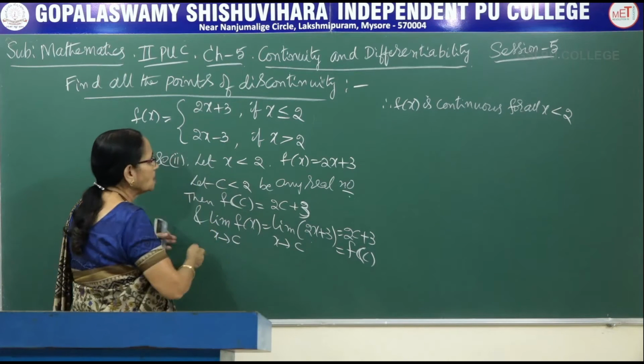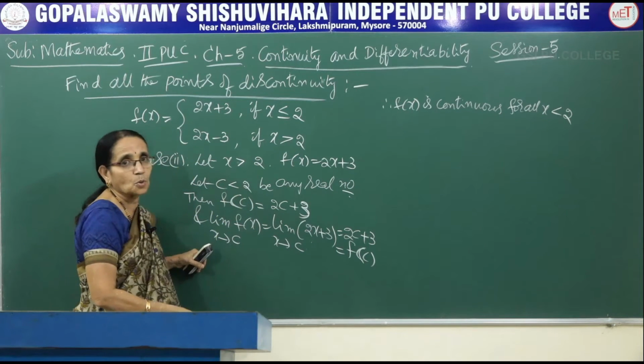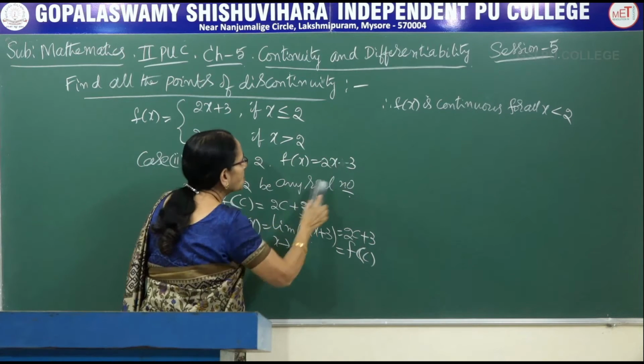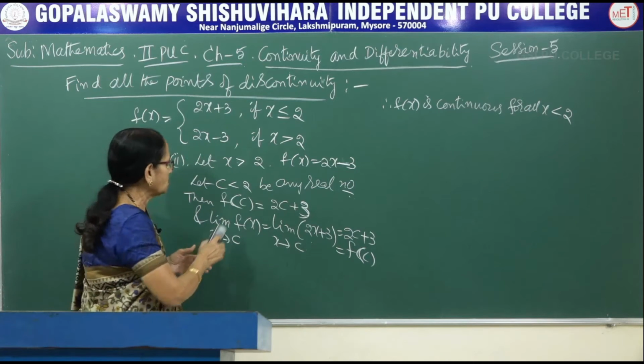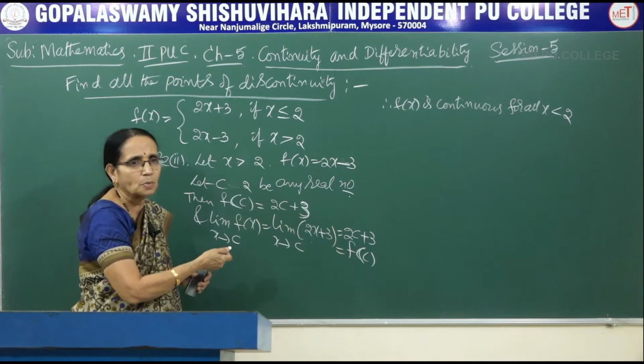Let me take the value x to be greater than 2. That is this possibility. Let x be greater than 2, then what is f of x equal to? It is 2x minus 3. Now, the procedure is the same; we have done it in the earlier problems also.